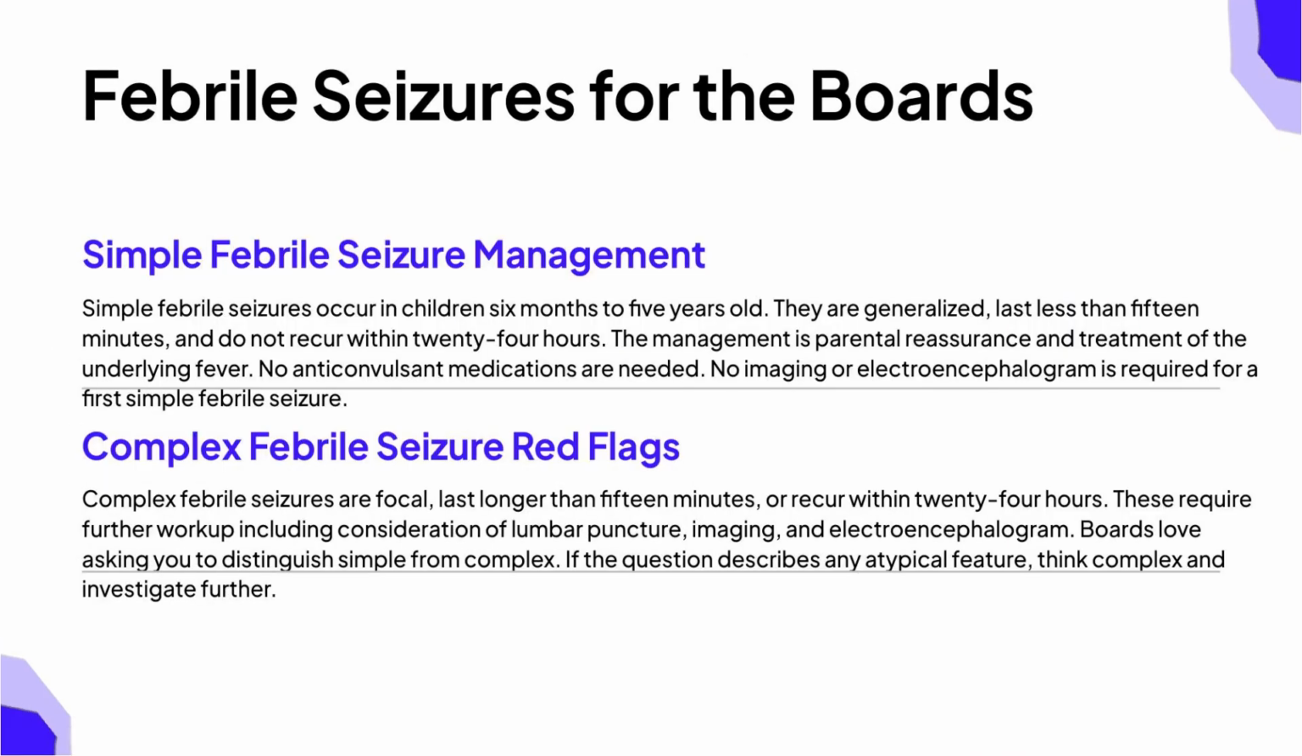Let us review febrile seizures for the boards, because this comes up constantly. Simple febrile seizures occur in children 6 months to 5 years old. They are generalized, last less than 15 minutes, and do not recur within 24 hours. The key board pearl is that the management is reassurance and treating the underlying fever. No anticonvulsant medications are needed. No imaging or electroencephalogram is required for a first simple febrile seizure.